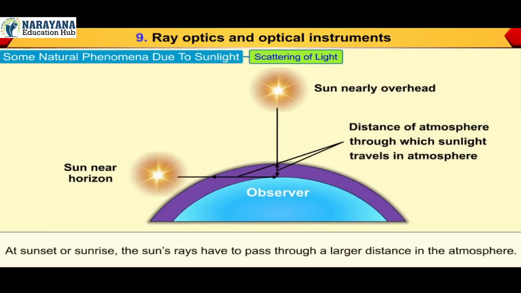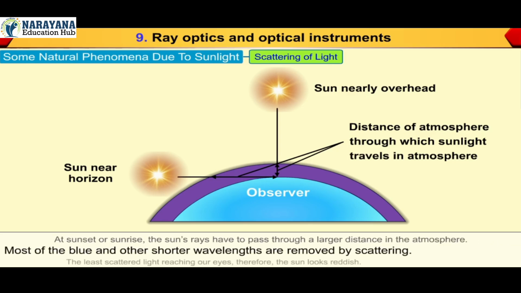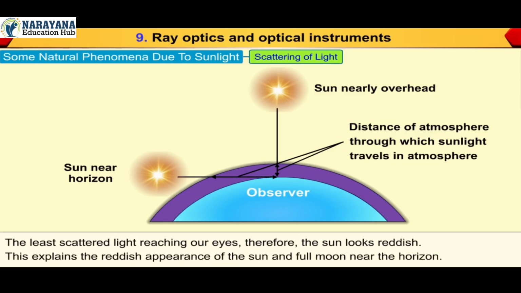At sunset or sunrise, the sun's rays have to pass through a larger distance in the atmosphere. Most of the blue and other shorter wavelengths are removed by scattering. The least scattered light reaches our eyes, therefore the sun looks reddish. This explains the reddish appearance of the sun and full moon near the horizon.